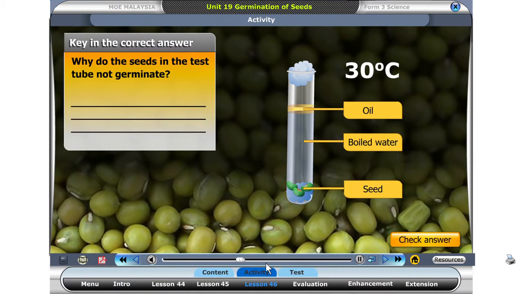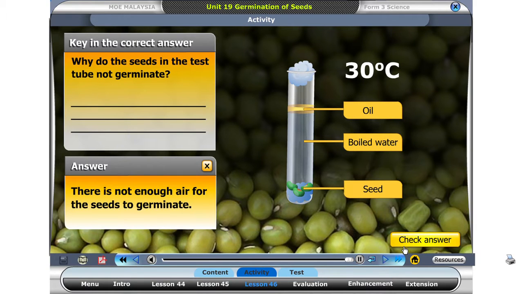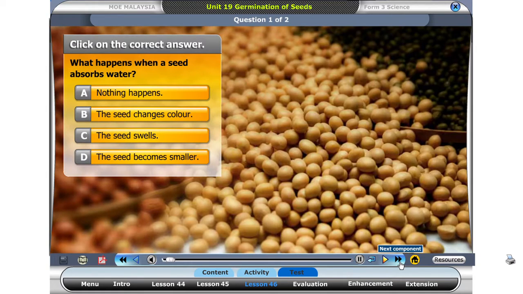Key in the correct answers into the spaces provided. Compare your answer with this. What happens when a seed absorbs water? Click on the correct answer.